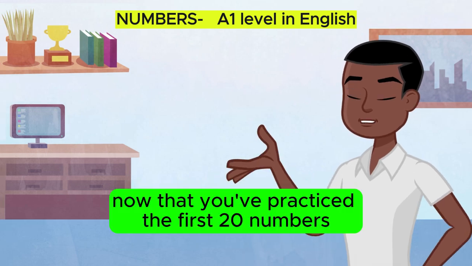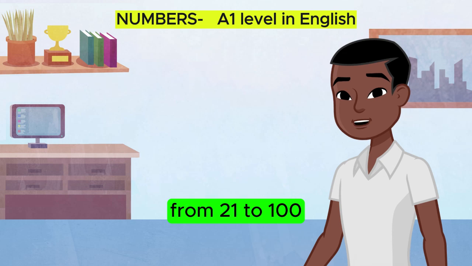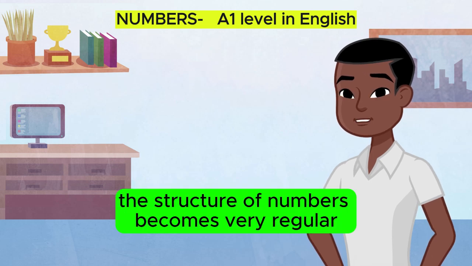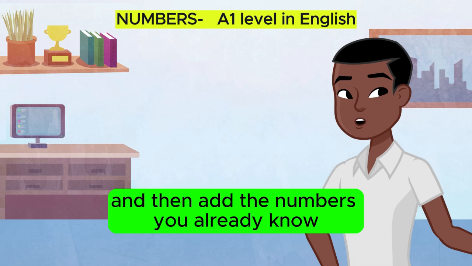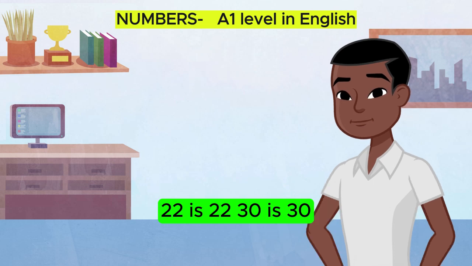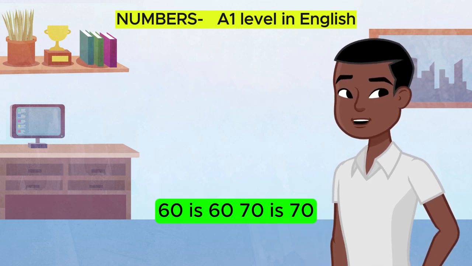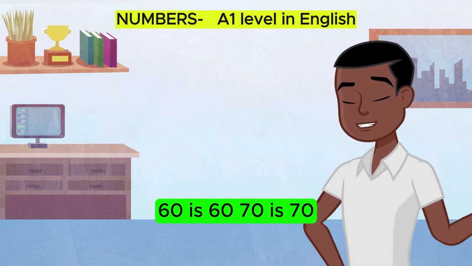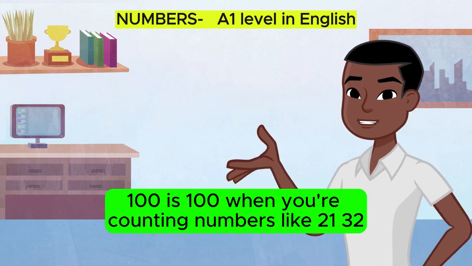Now that you've practiced the first 20 numbers, we can move on to higher numbers. From 21 to 100, the structure of numbers becomes very regular. You just need to know the multiples of 10 and then add the numbers you already know. For example, 21, 22, 30, 40, 50, 60, 70, 80, 90, 100.